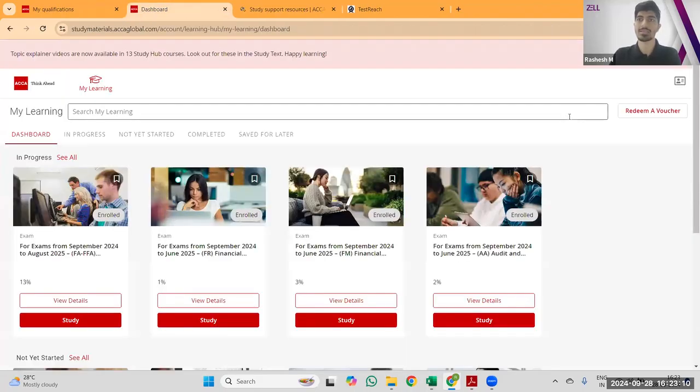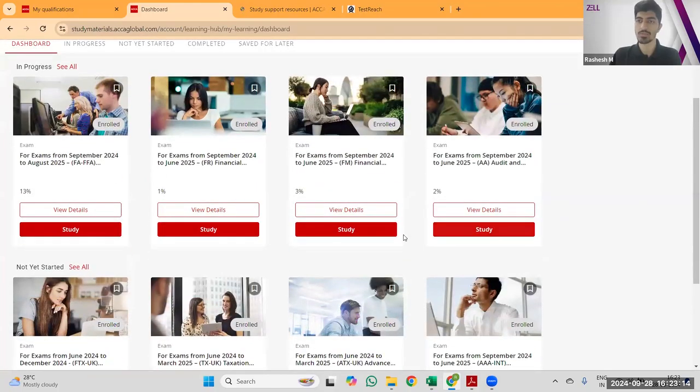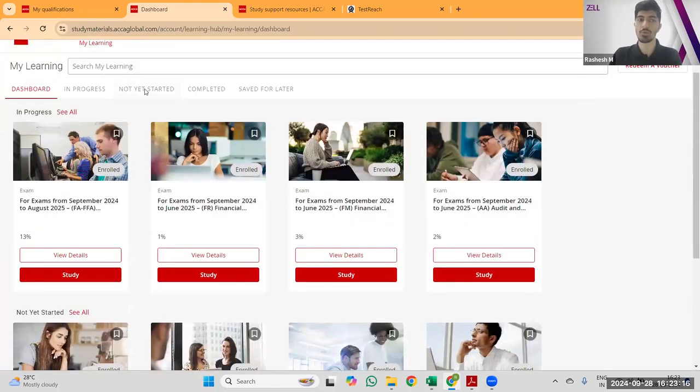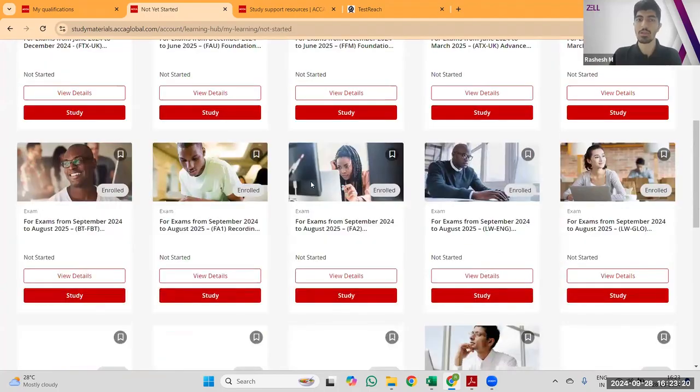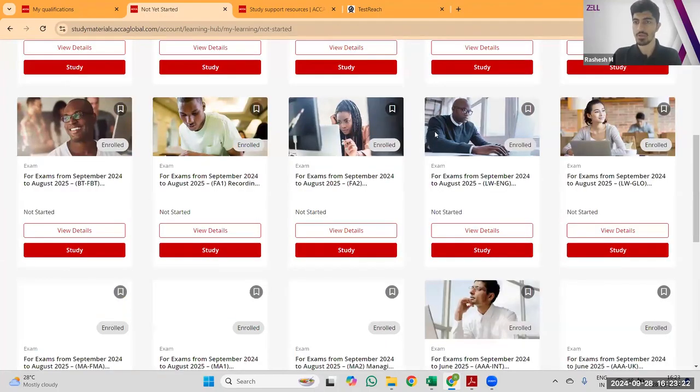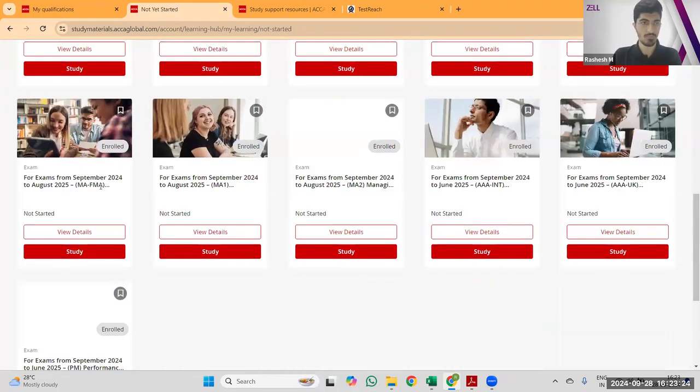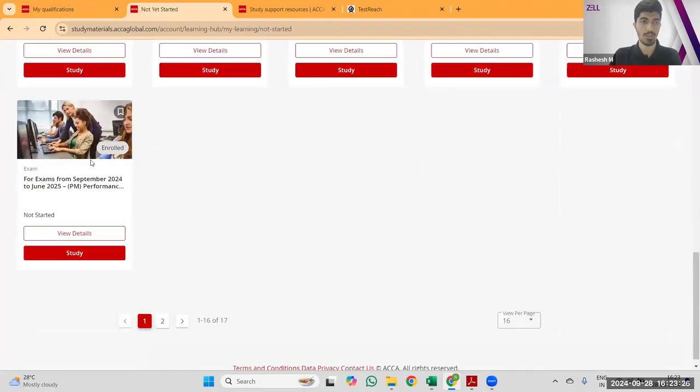All right. So the very first is your ACCA study hub. In your study hub, you'll have all your papers. If you can't find PM, you can go to Not Yet Started, find PM there, and simply allocate PM to yourself. Here PM shows I'm already enrolled. You can just click on Study, and that's how you get access to PM.